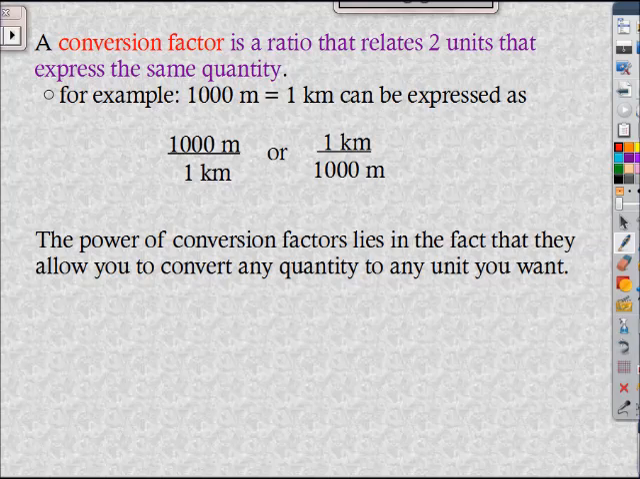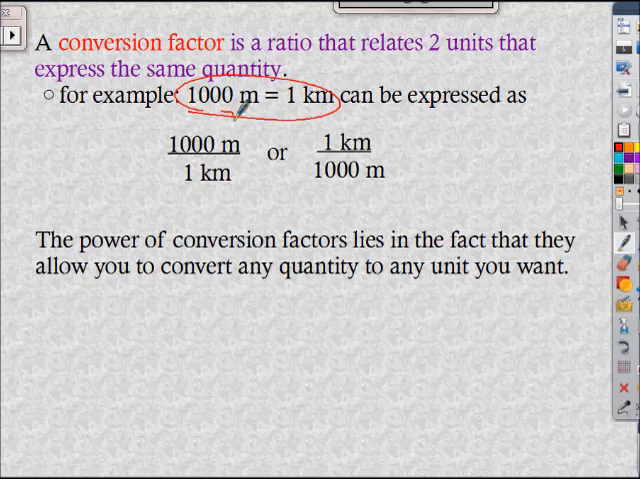Well, we use what's called a conversion factor. This is a ratio relating two units. So, for example, I know this equality: 1,000 meters equals 1 kilometer. And no, you don't have to memorize those. You will have a conversion sheet you can use on tests. But if I know that conversion factor, I have to know how to use it.